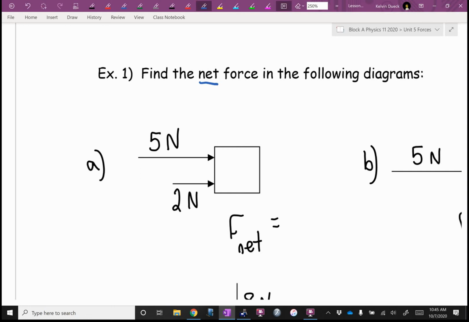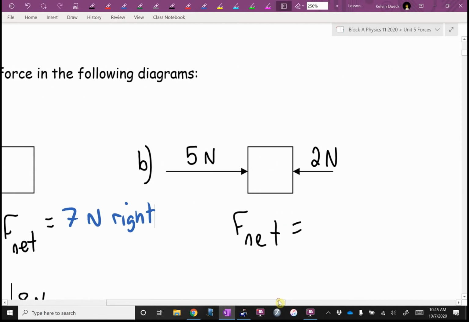Direction? 7 newtons right. Or east, if you wanted to put a compass on there. What if instead of 5 and 2 to the right, what if it was 5 to the right and 2 to the left? What's my net force?